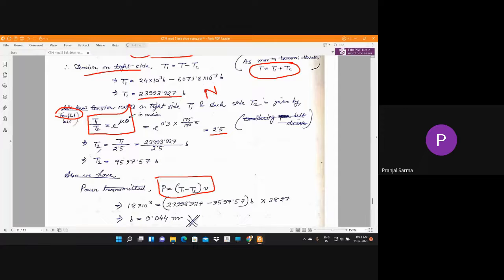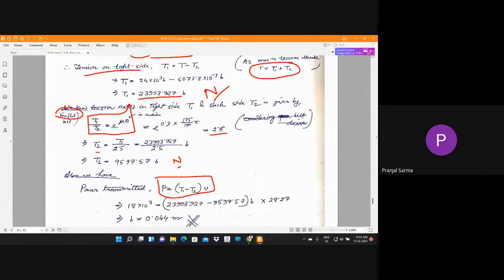Okay, so after that, T2 is unknown, T1 is known, so T2 becomes 95,9597.57 times the b, and this is in Newton. Okay, so write down the unit will be Newton. Okay, T2 in Newton, T1 also in Newton.